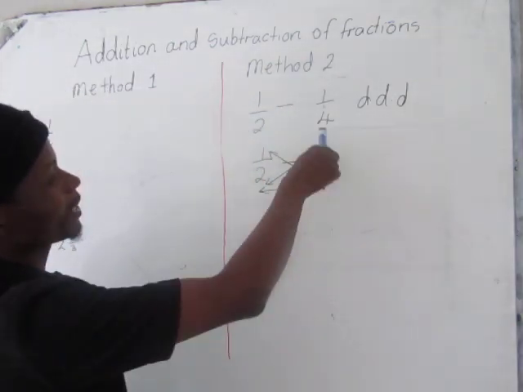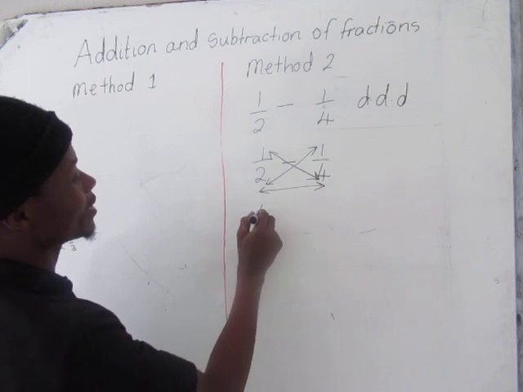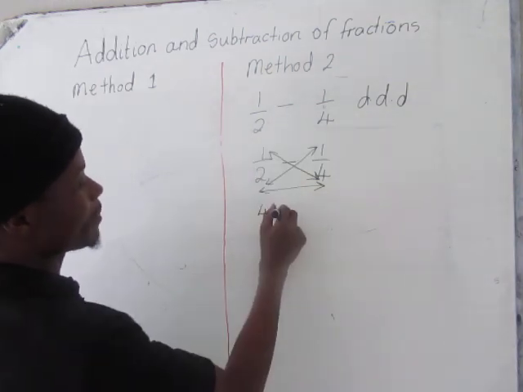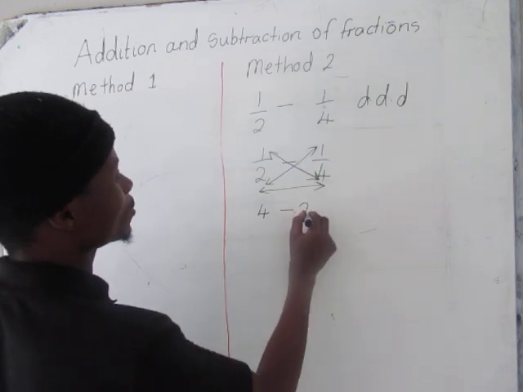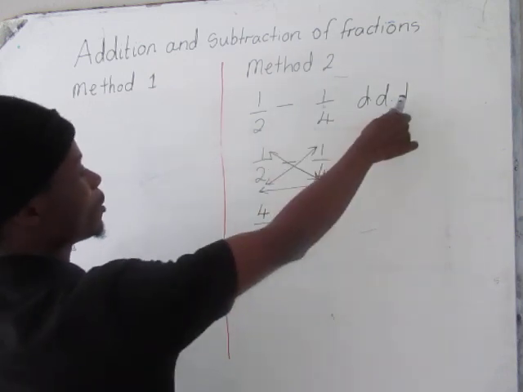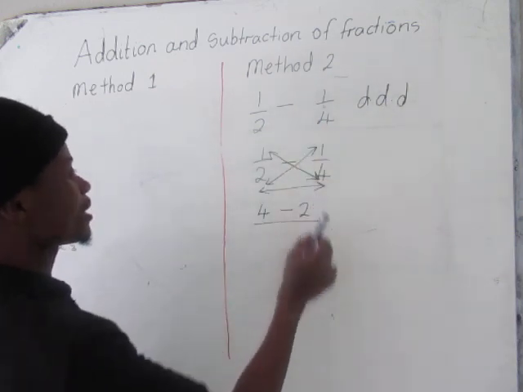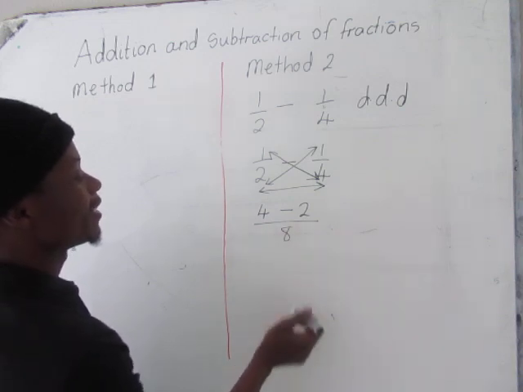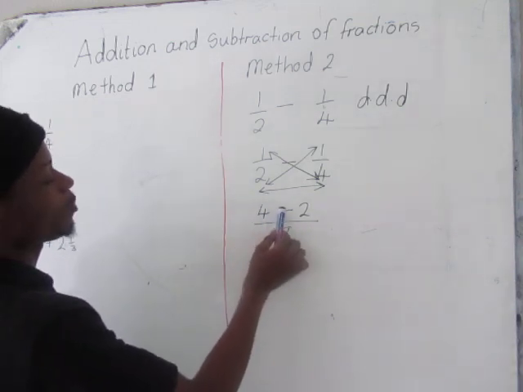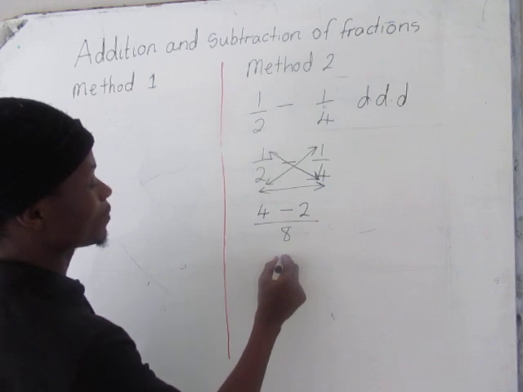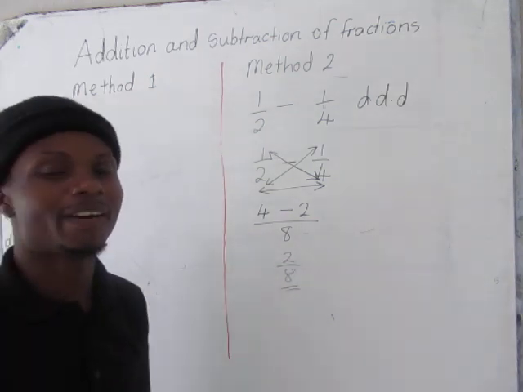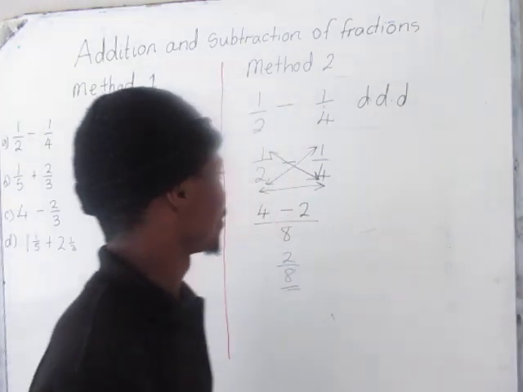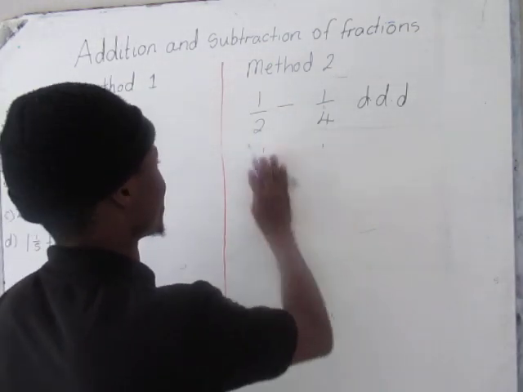So I'm going to multiply diagonally. 4 times 1, that's 4. There is a minus there. Another diagonal, 2 times 1, that's 2. All over, we multiply the denominators, which is 2 times 4, that's 8. Now we simplify. 4 minus 2, we get 2 all over 8, which you can further simplify to its simplest form.